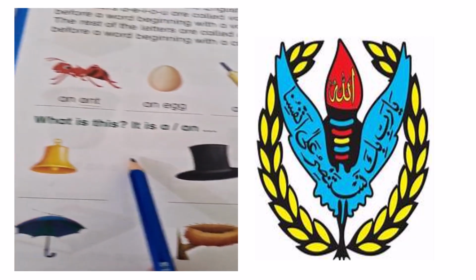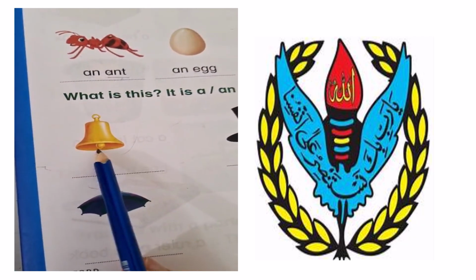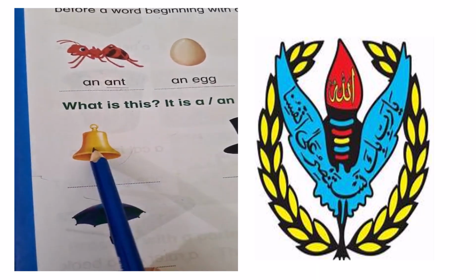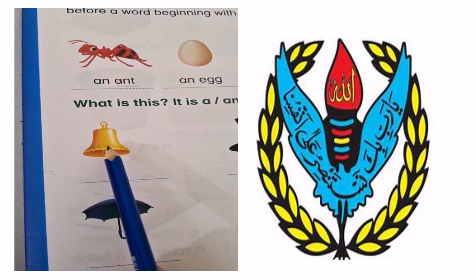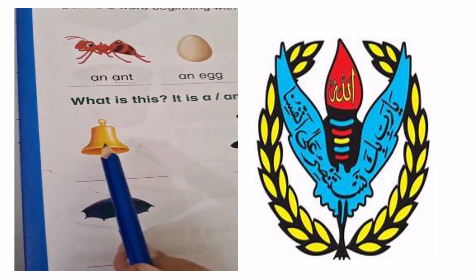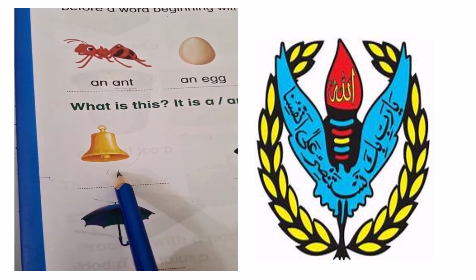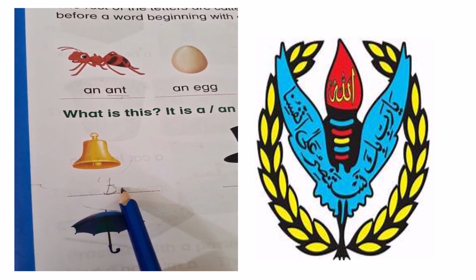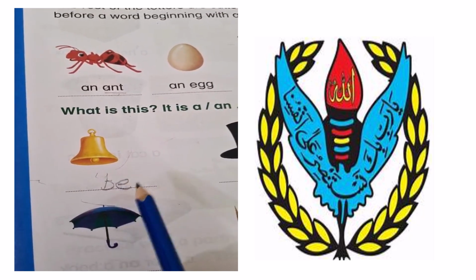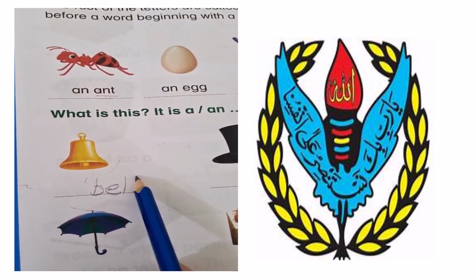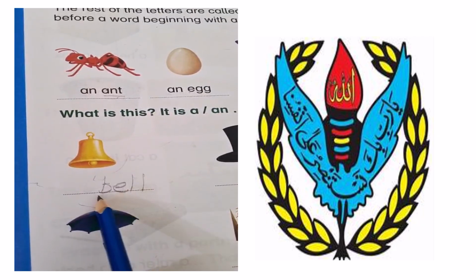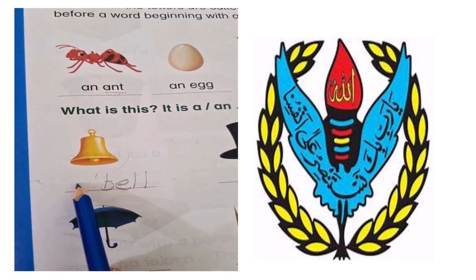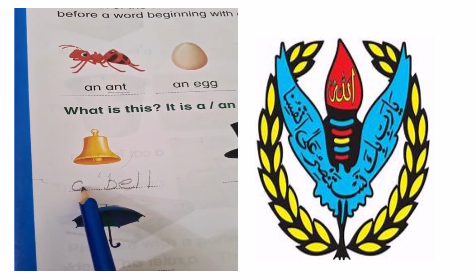And when we come down to these pictures, the question is, what is this? What will you say? Will you say this is an bell? No. The word bell starts with a B. Okay? Bell. So look at the starting word. It is a B. B is a consonant. You will not write an, but you will write a.